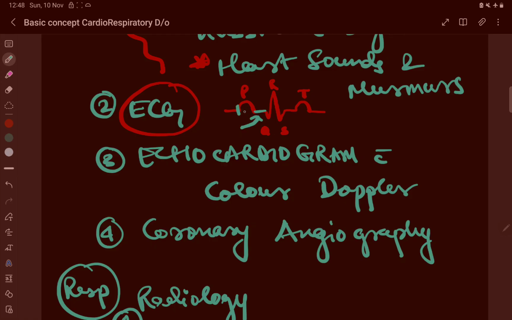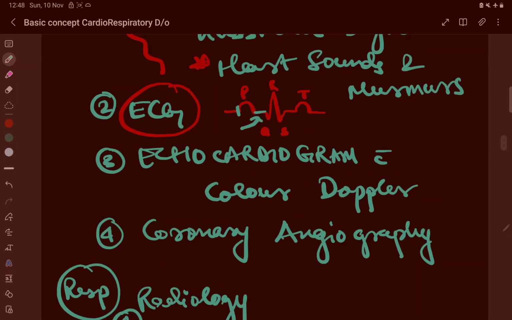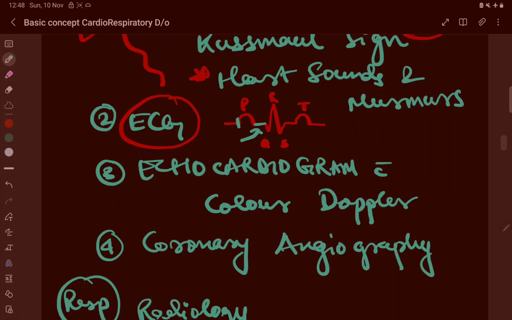So if we are saying PR interval, this is the PR interval and it includes the wave also, and it is the AV nodal conduction time. I think I'm correct. Let's see. Then there is something called the ST segment.